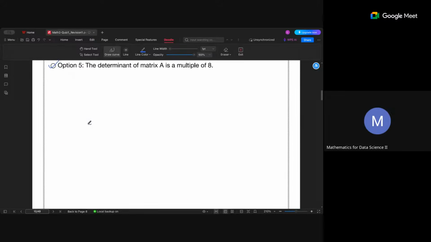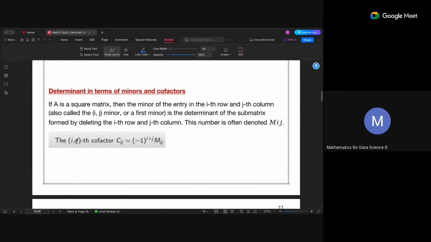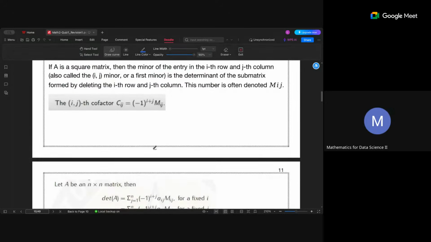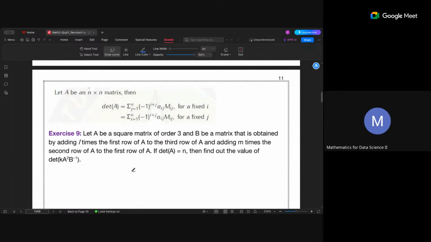Okay. Fine. So this is the determinant formula in terms of the minor and cofactor. Let's not go into the definition, so I've just given the definitions here. Now, based on the problem we have seen earlier, let A be a square matrix of order 3 and B is a matrix obtained by adding L times the first row of A to the third row of A and adding M times the second row of A to the first row of A. If determinant of A equals N, find the values of this. So first of all, what is the determinant of B?